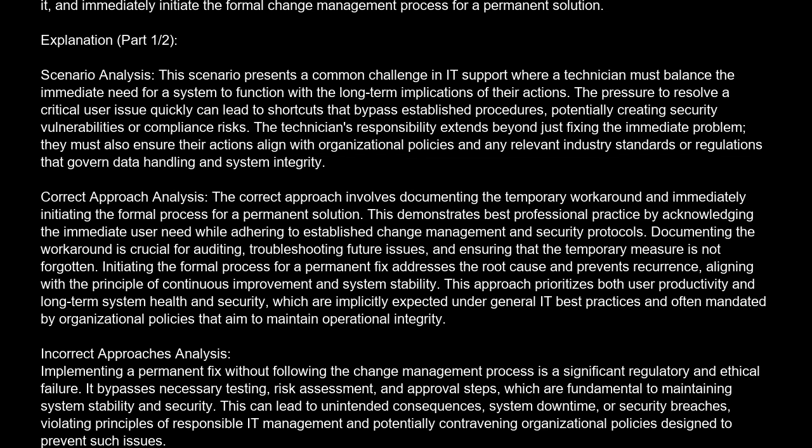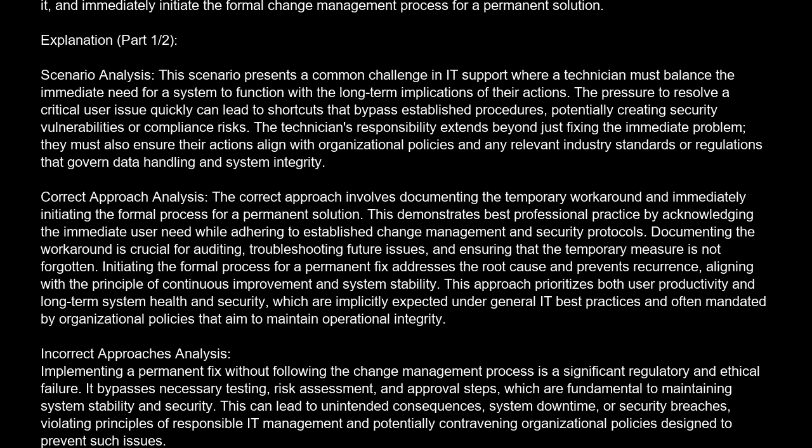Temporarily adjust the configuration setting to restore functionality, thoroughly document the change and the reason for it, and immediately initiate the formal change management process for a permanent solution. Explanation. Scenario analysis. This scenario presents a common challenge in IT support where a technician must balance the immediate need for a system to function with the long-term implications of their actions.